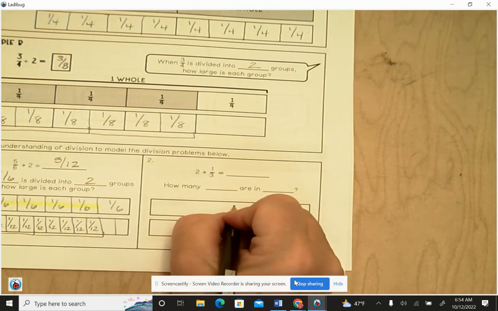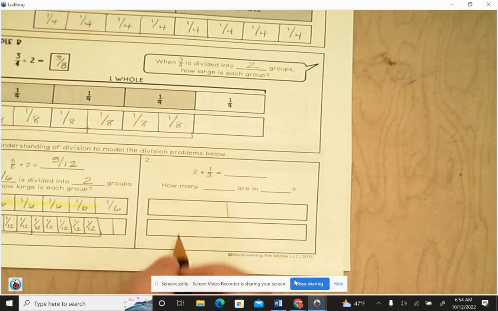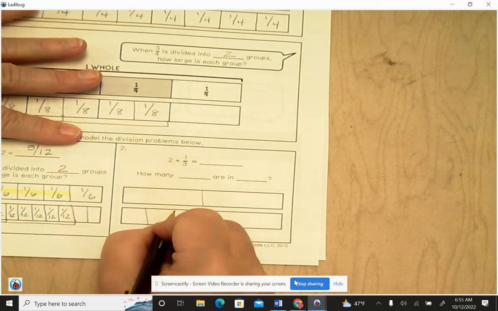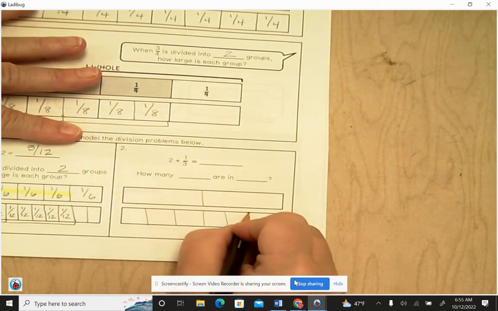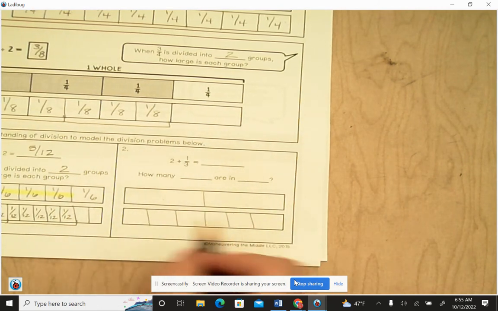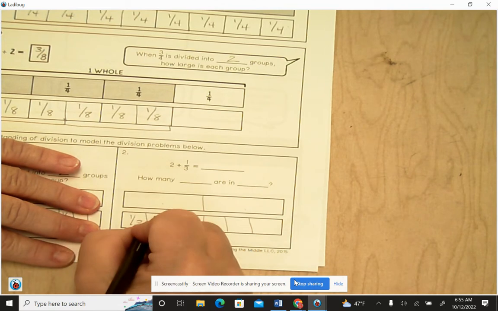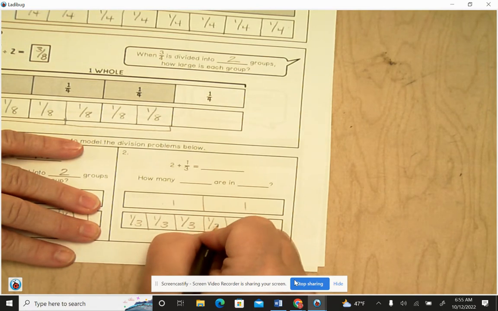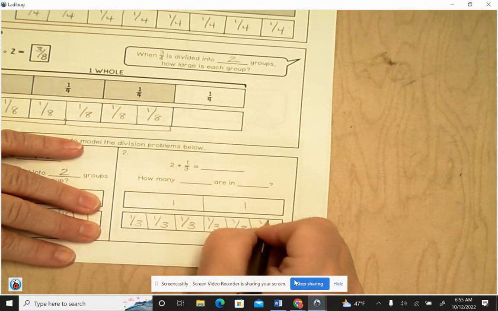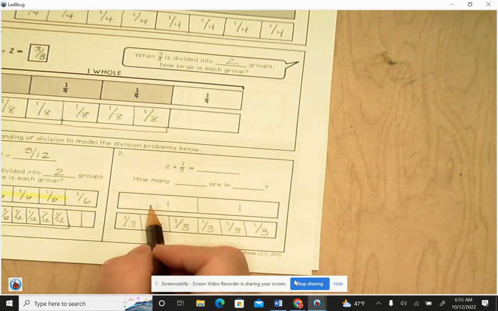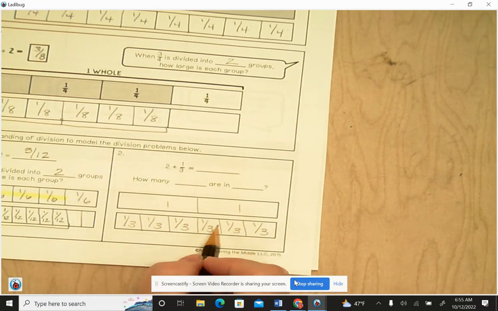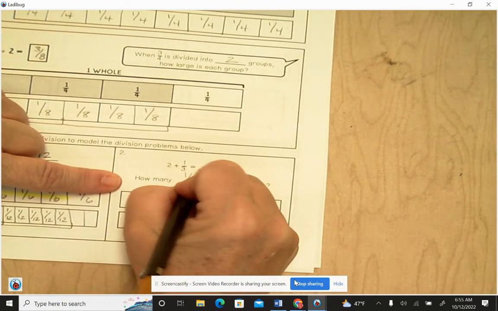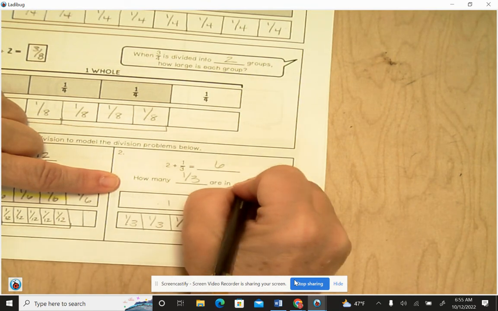Okay, now we have 2 wholes over here in the next one. So we've got one here and one here, and we're going to divide that into thirds. So 2 wholes divided by 1/3. So these are all in thirds. These are ones. So 2 divided by 1/3 is 1, 2, 3, 4, 5, 6. So how many 1/3 are in 2? And the answer is 6.